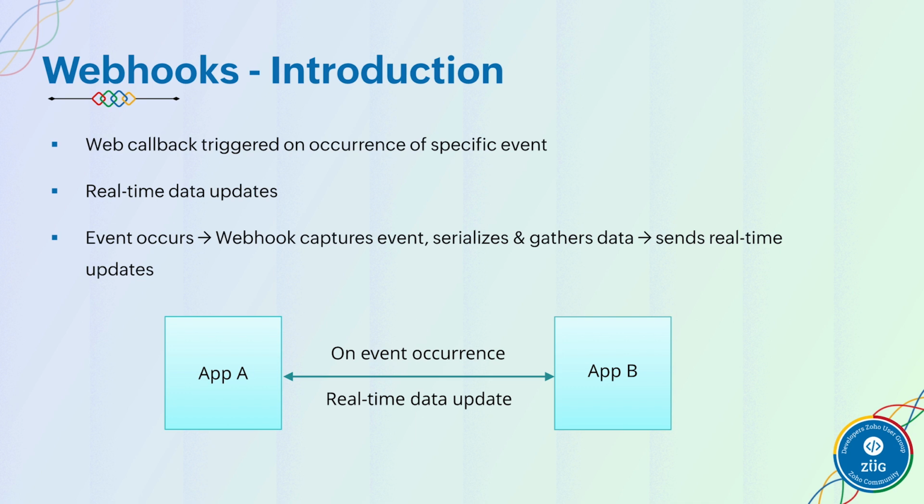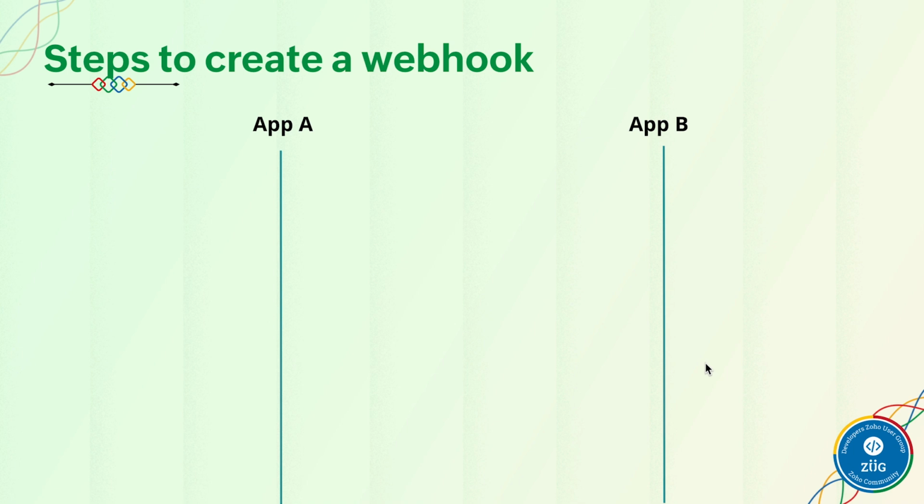Next I'm going to detail the steps that are required to create a webhook in general. I'm just taking the two common apps, let's say App A and App B. For this example, let's take App B as the application where the event is going to occur. Whenever the event occurs in application B, real-time data is going to be posted to application A. So application B should have the support for webhooks, because that's the application where the event is going to occur. Let's assume App B has the support for webhooks.